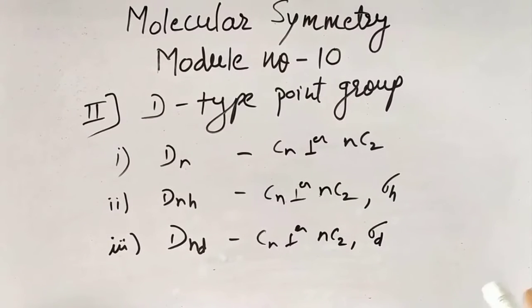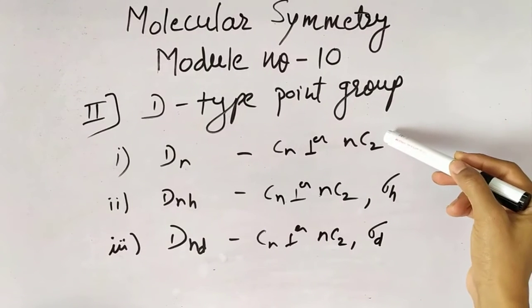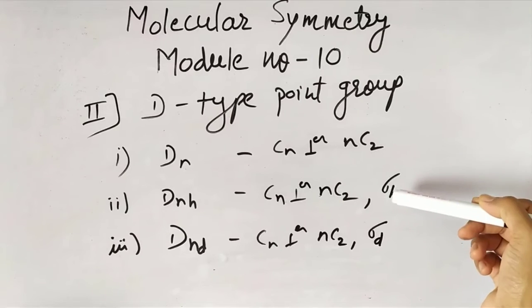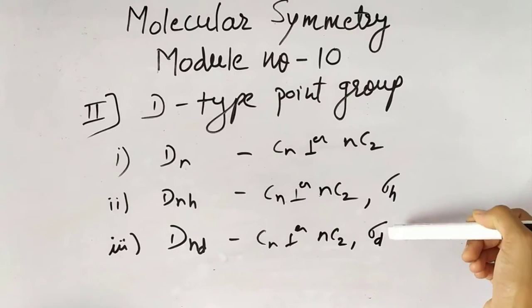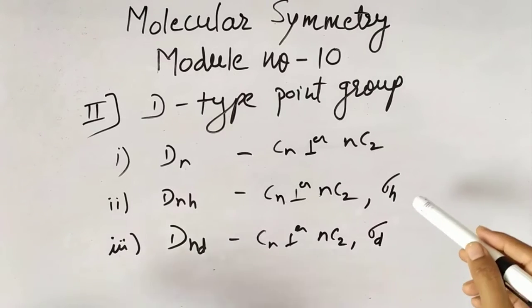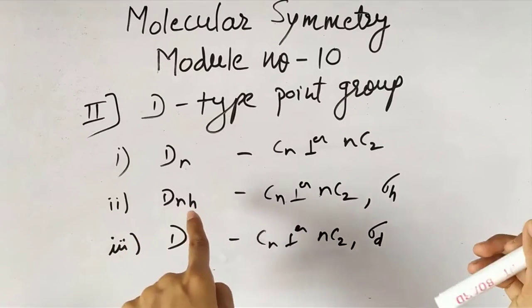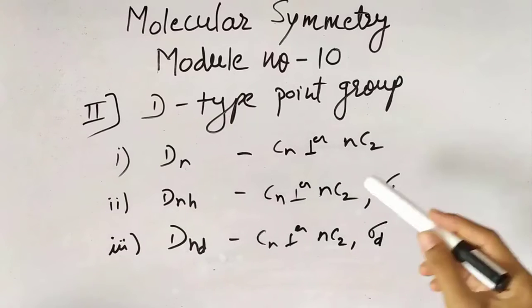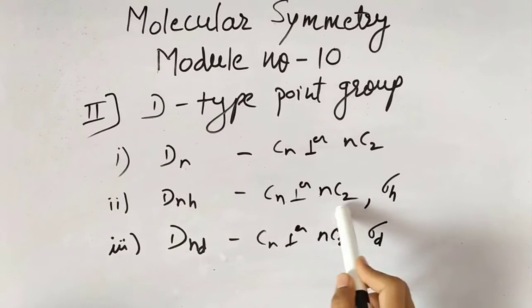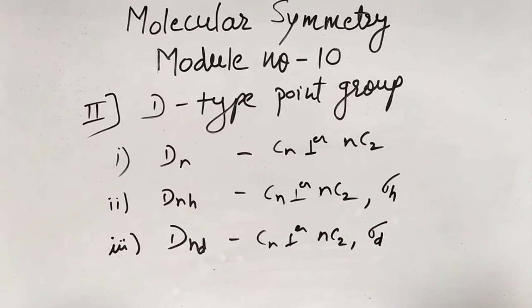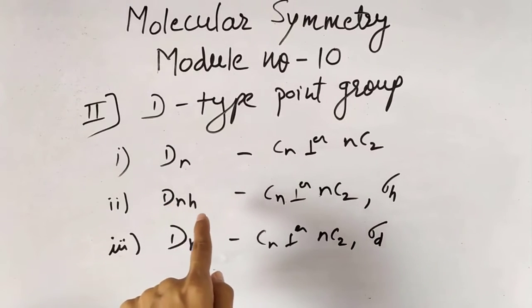Is it clear? Now again, there is no particular example for Dn given in your textbook or in your syllabus. Directly the example for DNH and DND is given. So let's now move on to the proper example of DNH and see practically how these axes are present. Actually, we have already seen it, but now we have to check it again from this type of point group.